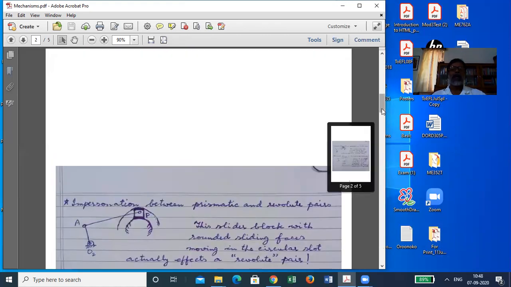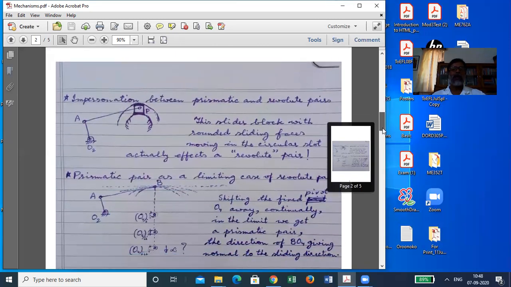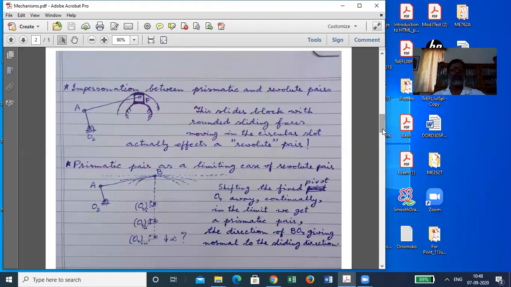Now, revolute pairs and prismatic pairs have a deep kinship among them. And sometimes there is an impersonation between a prismatic pair and a revolute pair. So for example, see this mechanism. This is one link. Of course, frame is another link. This is the next link. Then there is a third link here, with which there is a slider.